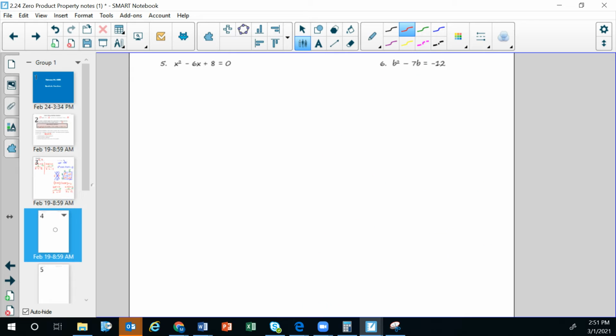Let's look at some more examples. Here we have x squared minus 6x plus 8. Now this is good. The equation is set to 0.